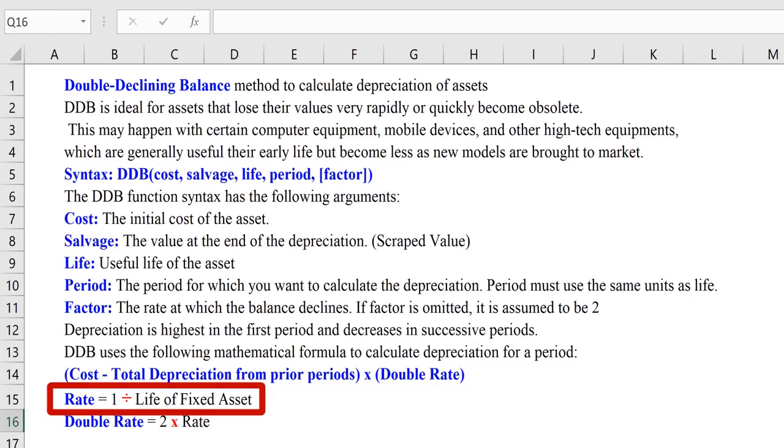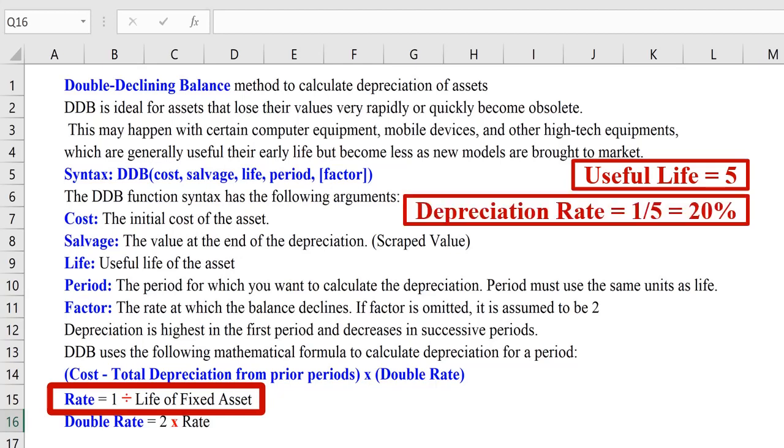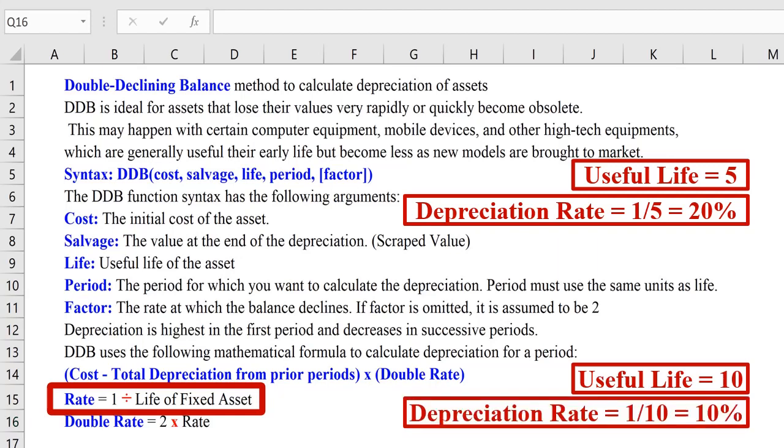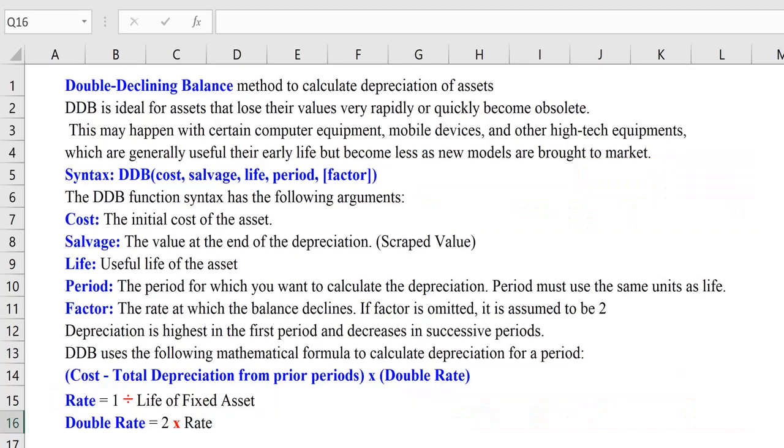How can we calculate the rate? Rate can be obtained by dividing 1 by the life of the asset. For example, if an asset has a life of 5 years, the rate would be 1 over 5 equal to 20%. And if an asset has a life of 10 years, the rate would be 1 divided by 10 equal to 10%. Now we can move on to our practical example.